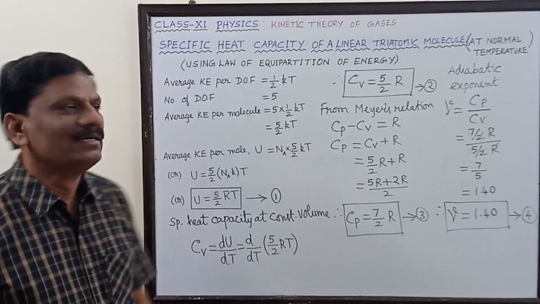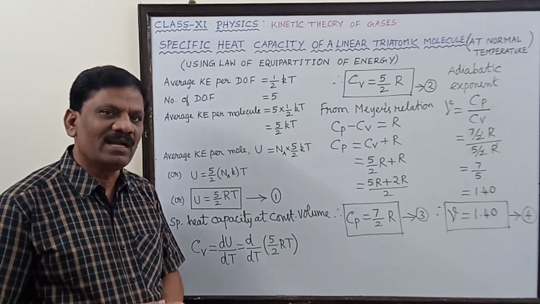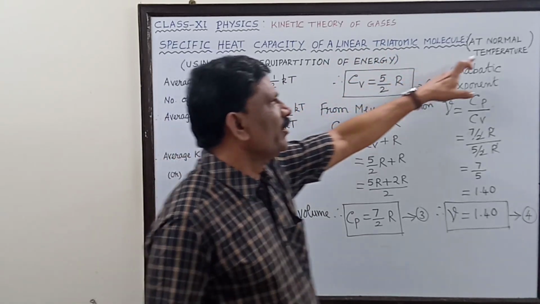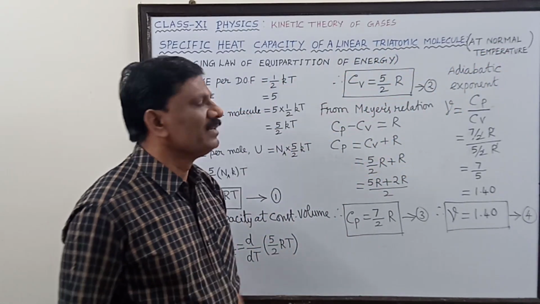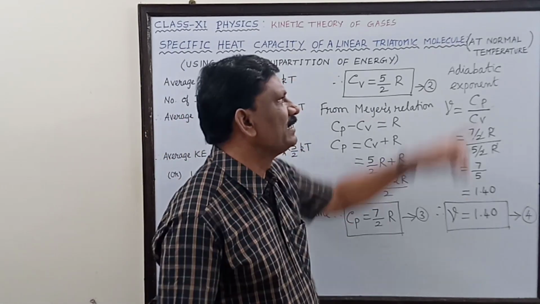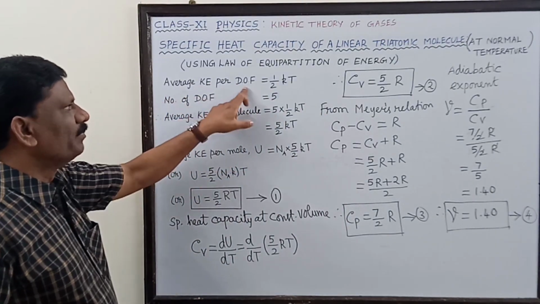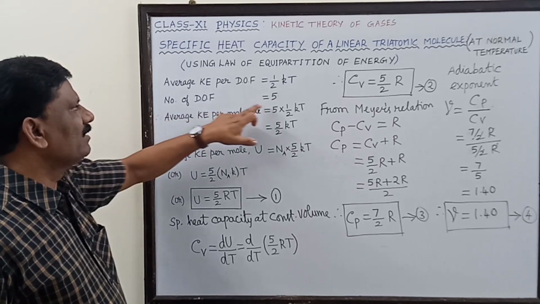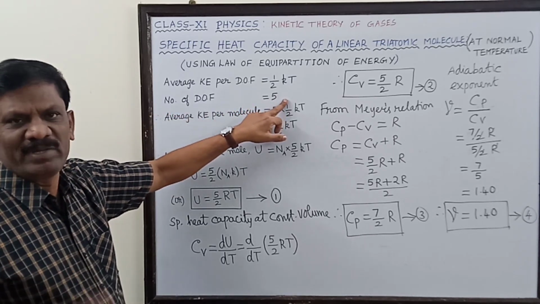Hi students, now we are going to derive the values of Cp, Cv and gamma for a linear triatomic molecule at normal temperature. The behavior of a linear triatomic molecule as well as a diatomic molecule will be the same at normal temperature. So the average kinetic energy per degree of freedom, as usual, is half kT. And the number of degrees of freedom is equal to 5, similar to that of a diatomic molecule, isn't it?